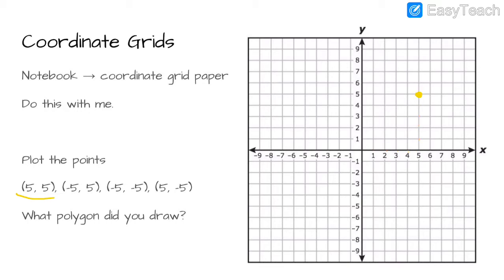We always start with our x-axis going side to side. All right, next one we've got negative 5, 5. So we're going to the left. 1, 2, 3, 4, 5 to the left. And 5 up because it's positive. 1, 2, 3, 4, 5.